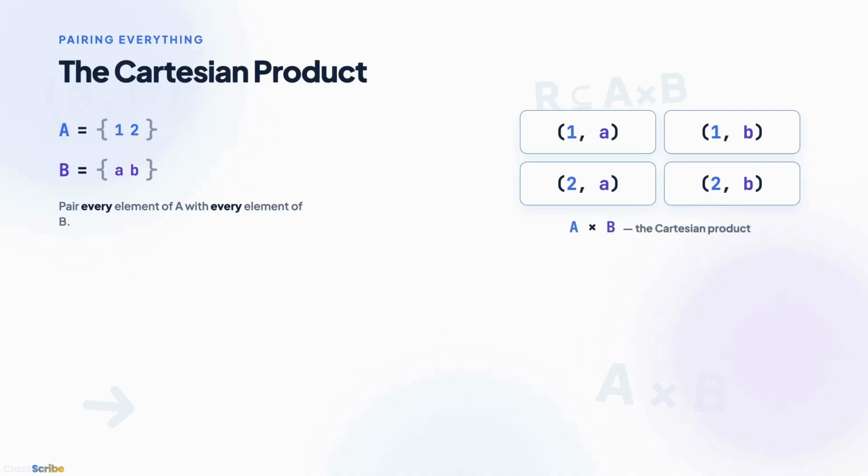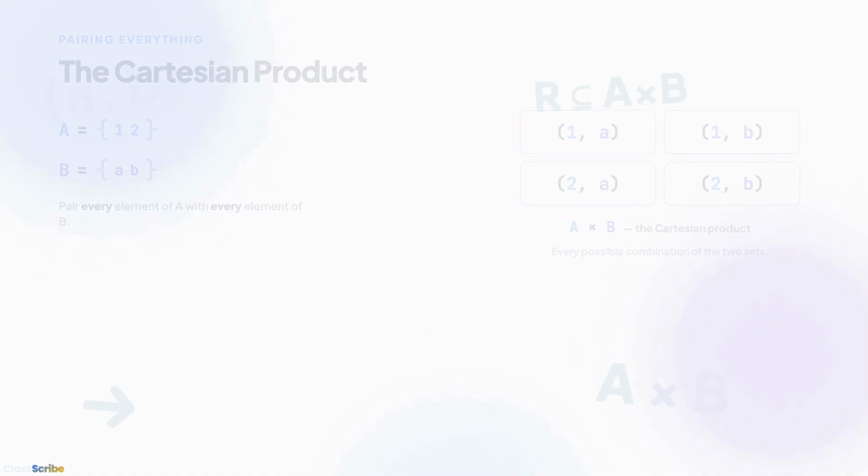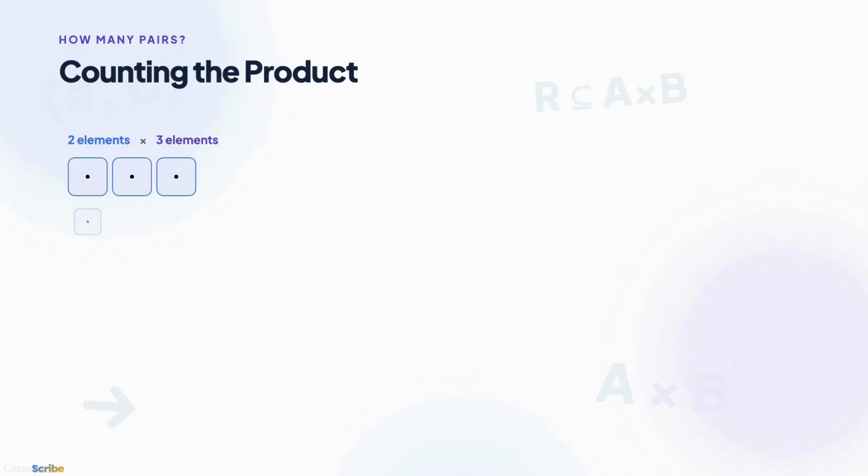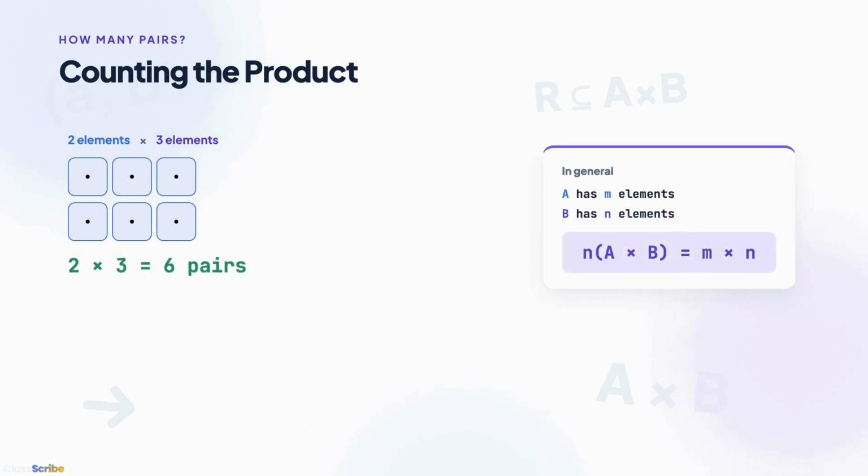The collection of all these possible ordered pairs is called the Cartesian product of A and B, written as A times B. A simple way to remember this is that the Cartesian product contains every possible combination of elements from the two sets. If one set contains two elements and the other contains three, then the Cartesian product will contain 2 times 3, or 6 ordered pairs. In general, if set A has m elements and set B has n elements, then the Cartesian product A times B contains m times n ordered pairs.